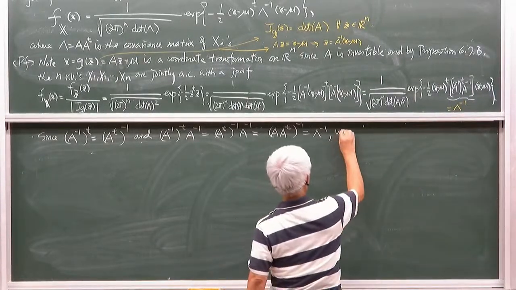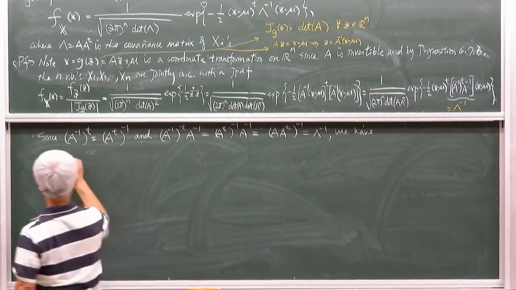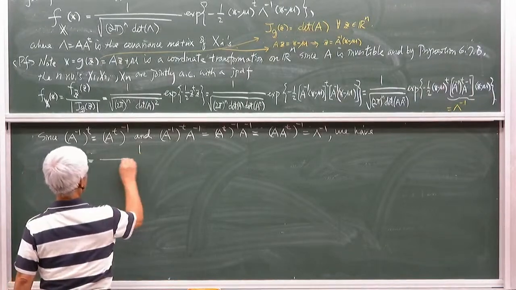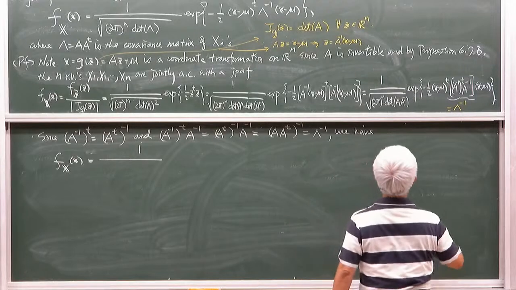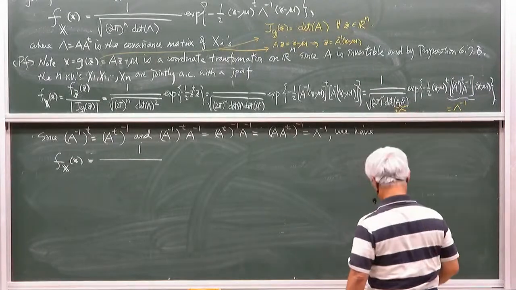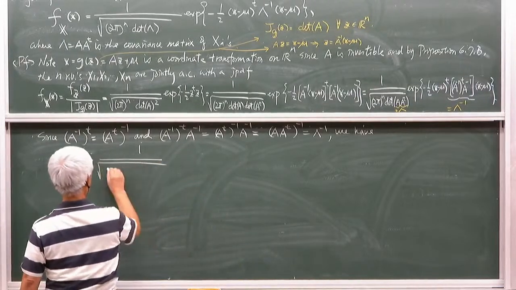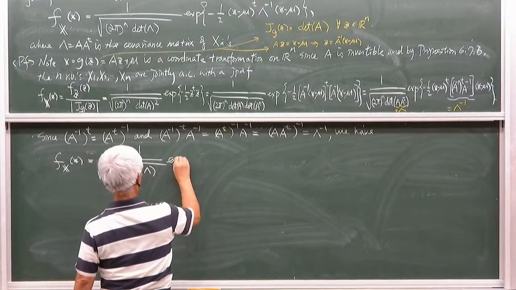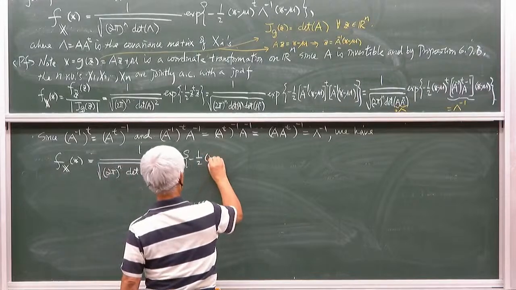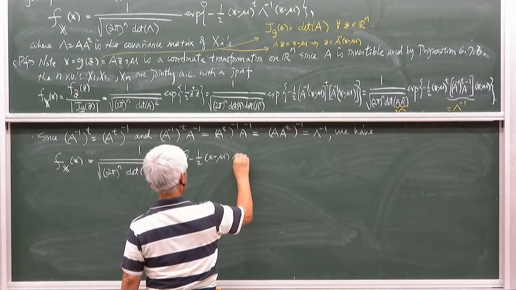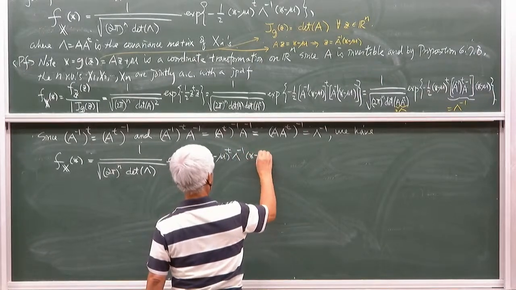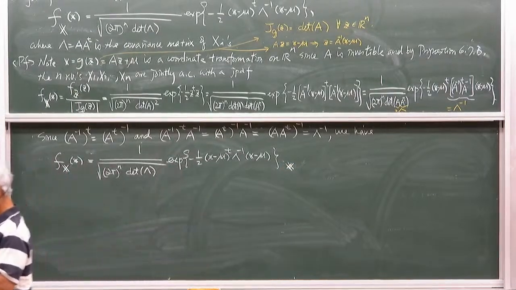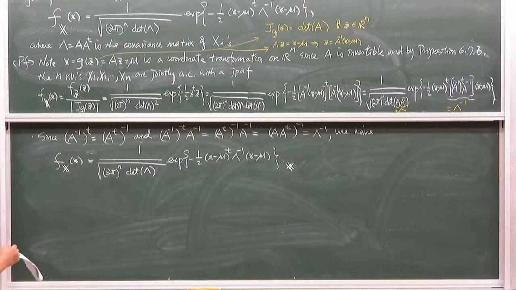Okay, so we have the joint PDF is equal to, and this product is equal to lambda. So (2 pi)^n determinant of lambda, and the exponential function of minus half X minus mu transpose lambda inverse X minus mu. Okay, so this is the end of the proof here.